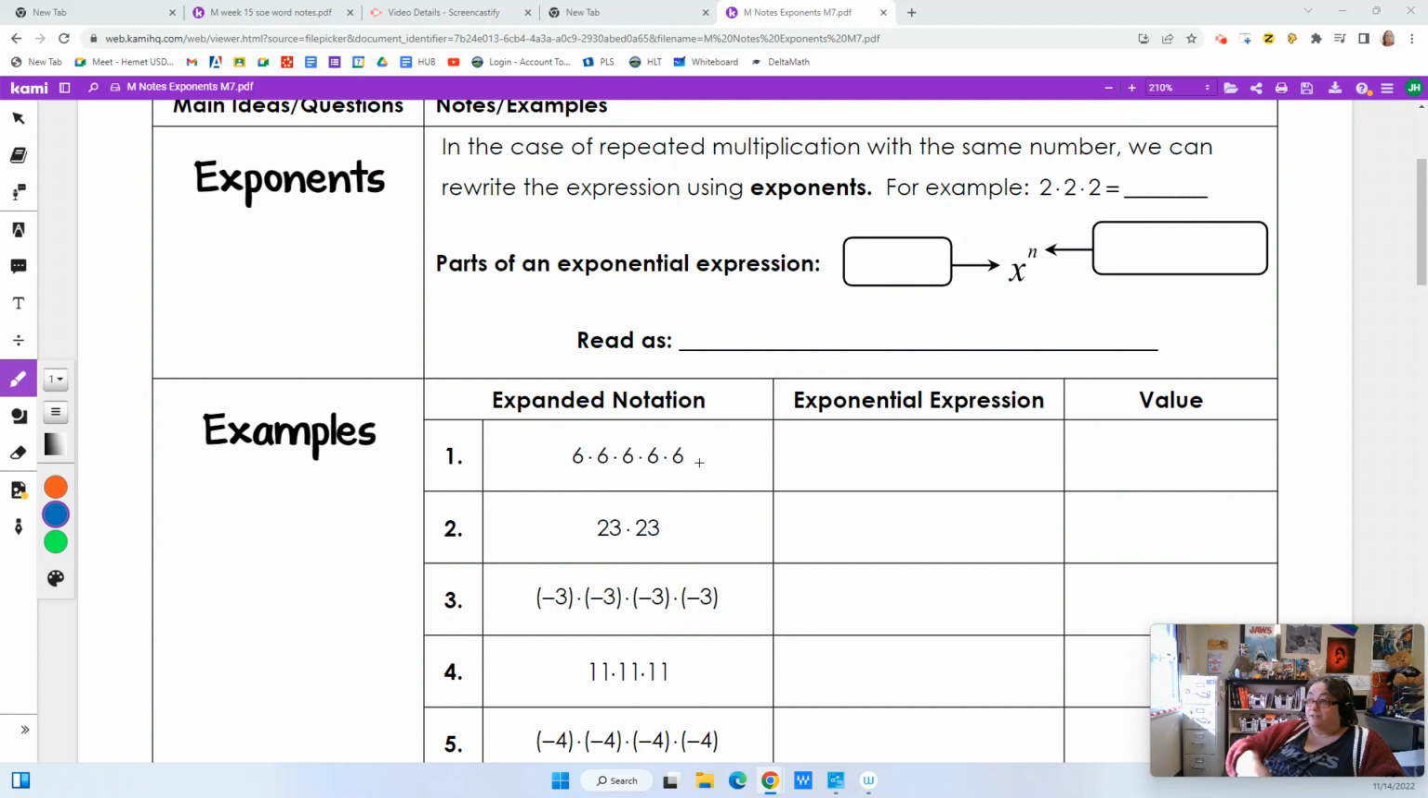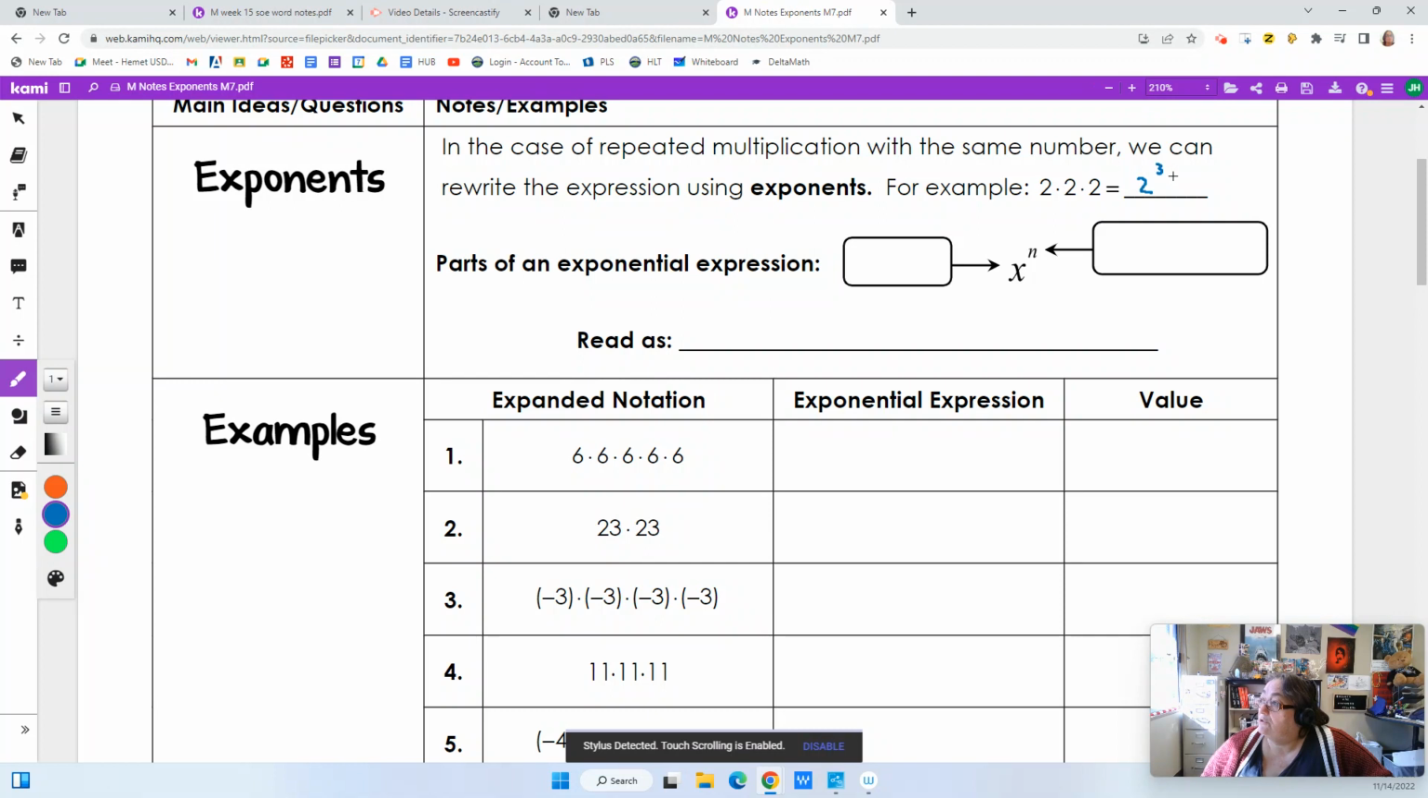So we're talking about exponents, right? And you see it all the time. You see things written with a little number at the top. In the case of repeated multiplication with the same number, we can rewrite the expression using exponents. For example, here I have 2 times 2 times 2. So there's 3 of them. So I could write that as 2 to the 3rd power.